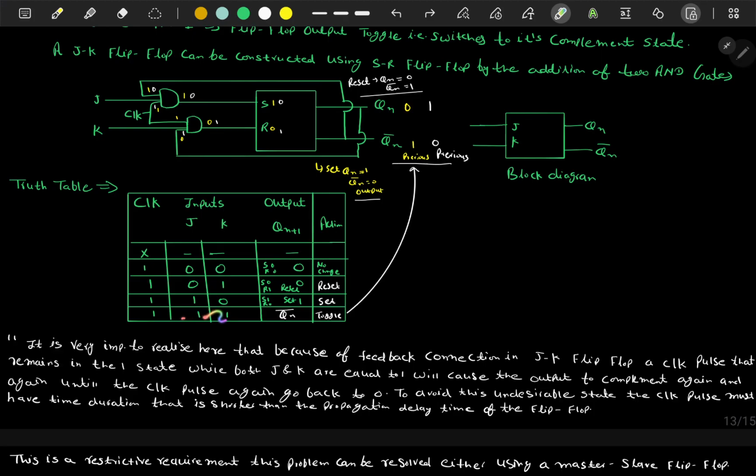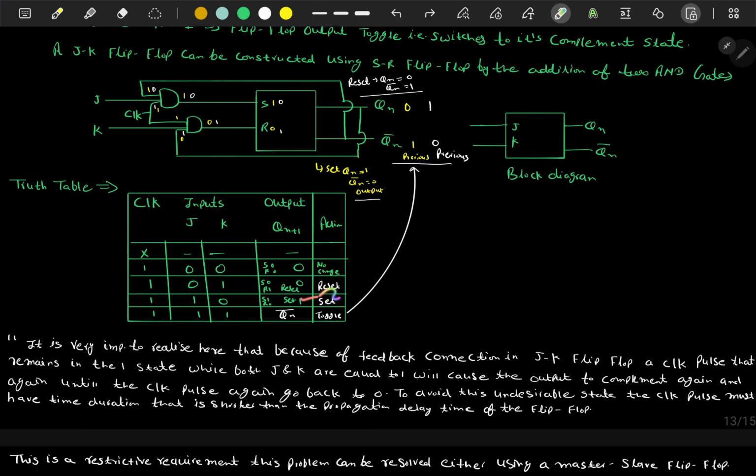What will happen in this condition? Check it. J is 1 and K is 1, so 1 1 1 and 1 0 0. So S equal to 1 and R equal to 0. It's the set condition. In the set condition, the output will be Qn equal to 1, Qn bar equal to 0.